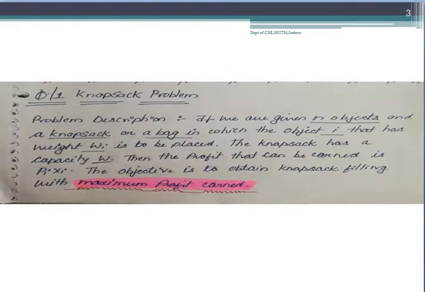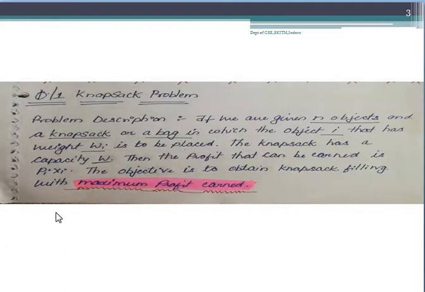So, what is a 0-1 knapsack problem? In order to revise the 0-1 knapsack problem, we'll first go through the principle of optimality. The principle of optimality states that in an optimal sequence of decisions or choices, each subsequence must also be optimal.